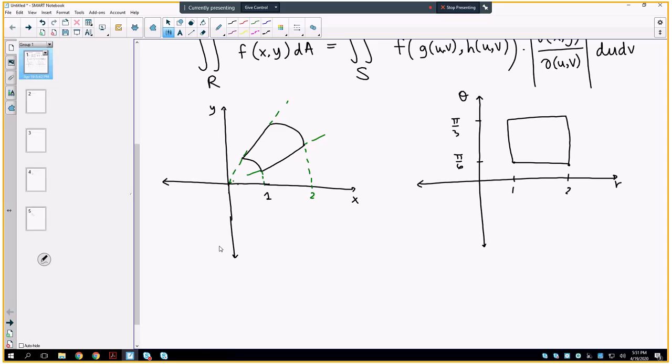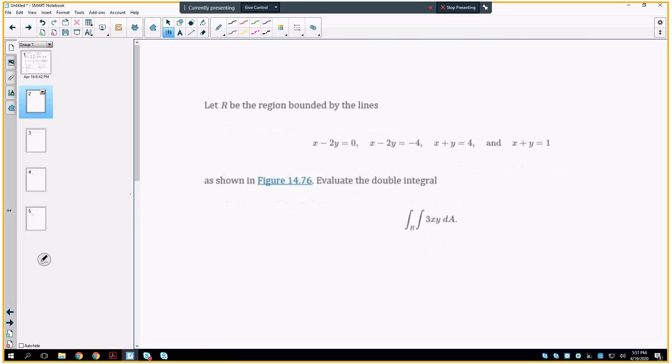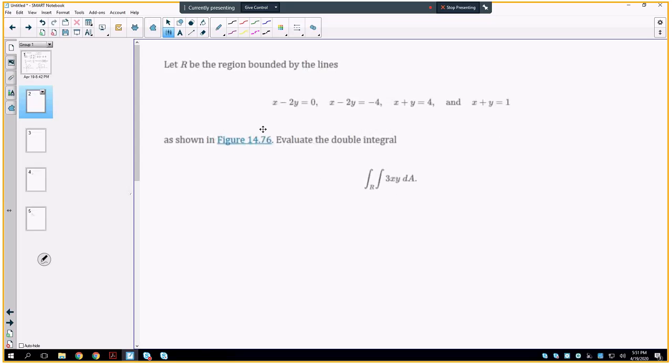Let's go through one example of what we're talking about. We have a problem here. Let the region R be bounded by the lines x minus 2y equals 0, x minus 2y equals minus 4, x plus y equals 4, and x plus y equals 1.